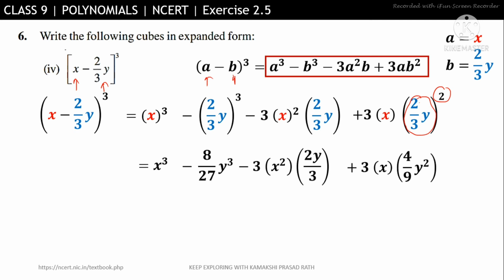Now simplifying the brackets, any cancellations we'll see. First term is as it is, second term is as it is. Now the third term here, we can easily cancel this 3 and this 3, numerator and denominator. Hence we get minus 2x squared y. Again 3 1s are 3, 3 3s are, we can cancel. Hence we get 4 by 3 xy squared. So in this way we can easily expand using the formulas for a plus b whole cube or a minus b whole cube by identifying the question.